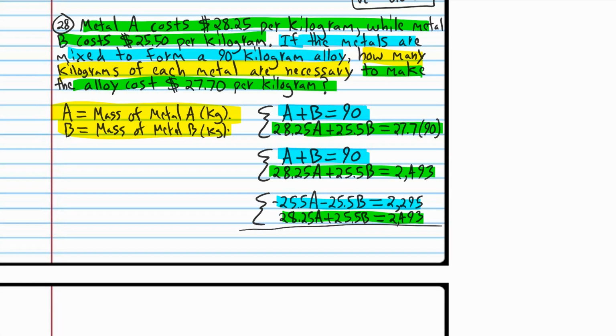Oh, yeah, we need a negative on that 2,295. So now we're ready to add up. Again, you can use the calculator for this: 2,493 minus 2,295. We get 198.